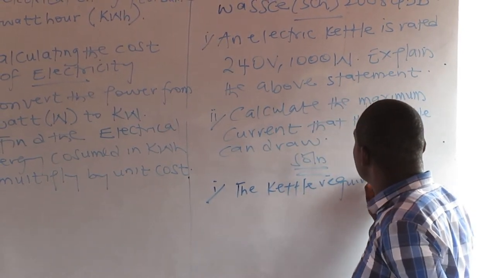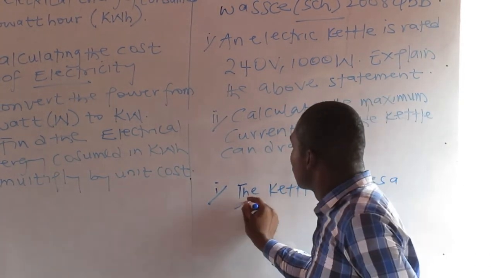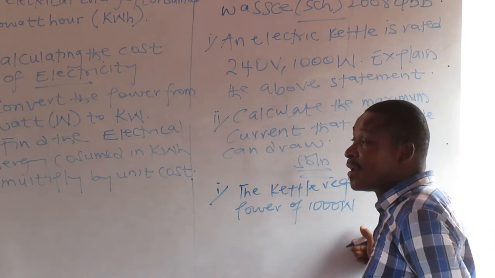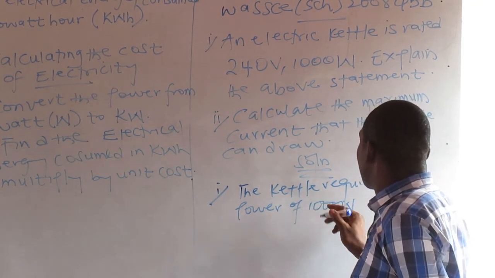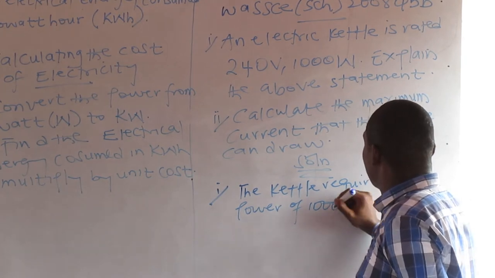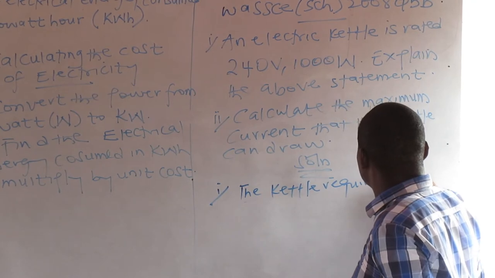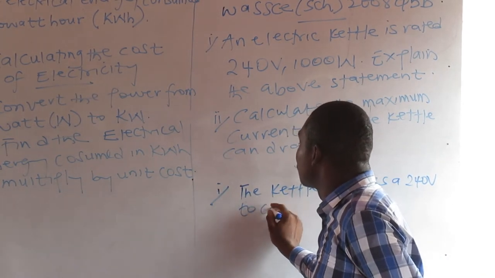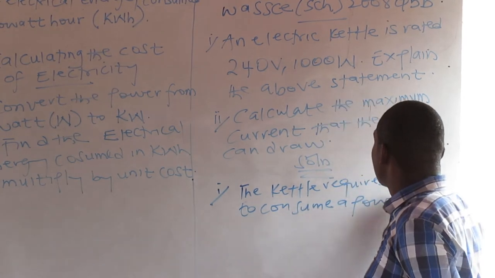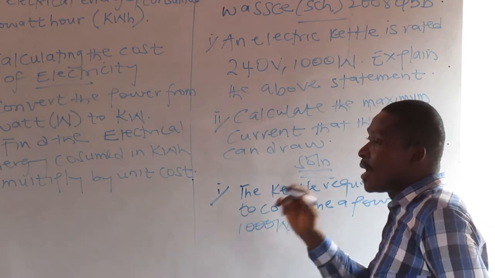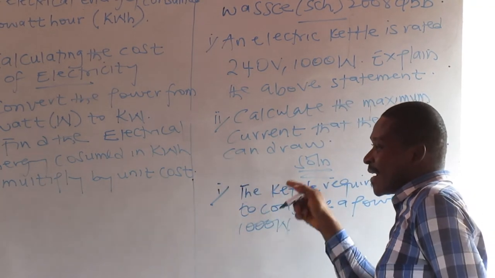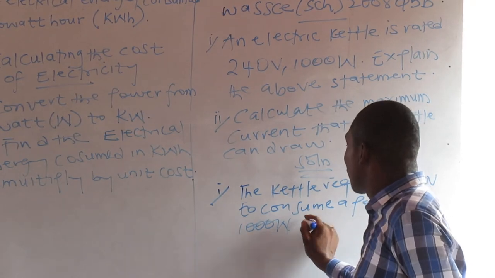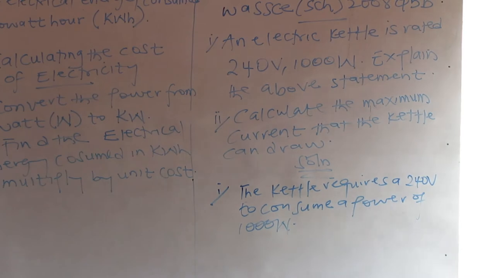The kettle requires a 240 volt supply of electricity to consume a power of 1000 watts. But you can put it this way: to consume 1000 joules of energy in 1 second. You see, joule over second is power. You can just go straight to consume 1000 watts of power. Right, that's all. So that's the meaning of explain.